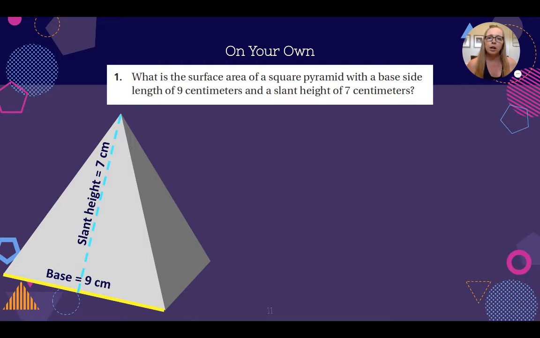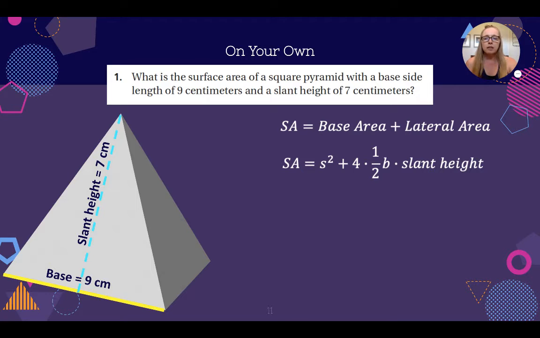All right, let's go over the answer to on your own number one. So I brought in a picture of a pyramid and I labeled it with the base of 9 centimeters and your slant height of 7 centimeters. When we're finding surface area, we're looking for the base area plus the areas of all of its sides. In a square pyramid, you have 4 sides. So we have 4 times 1/2 times b times the slant height. Now, I labeled it slant height because it's the same as the height for the triangles when you unfold that net. So our square is going to be a 9 by 9, so 9 squared, plus 4 times 1/2 times 9 times 7.